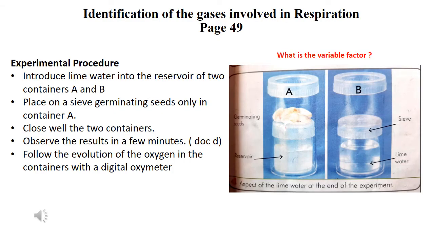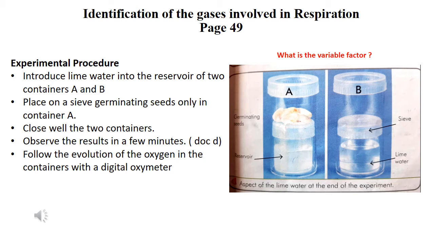Today we are going to conduct another experiment, however this time it is on plants, mainly germinating seeds. Let's read the experimental procedure. Introduce lime water into the reservoir of two containers A and B. Please check the picture. Place on a sieve germinating seeds only in container A. So in A we have germinating seeds, however container B lacks germinating seeds.